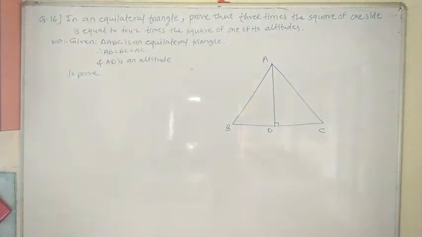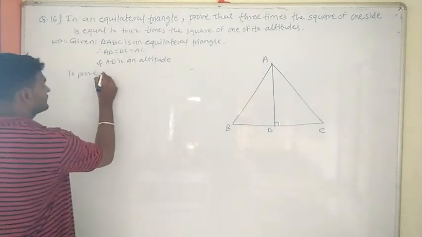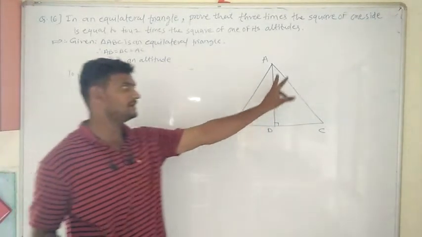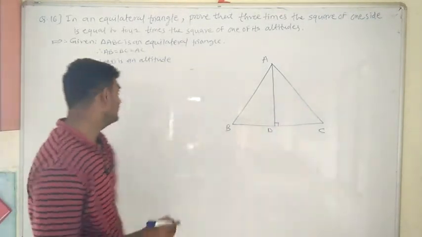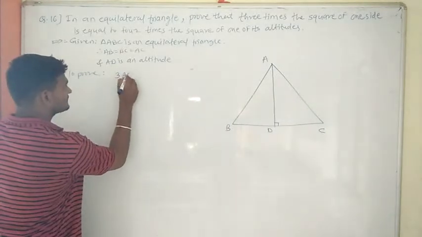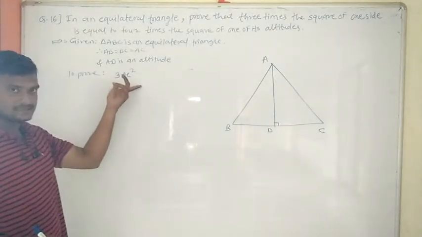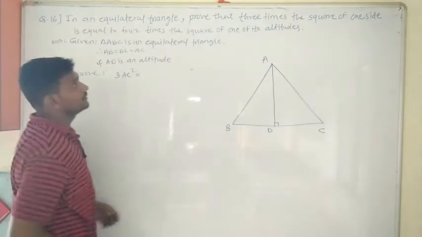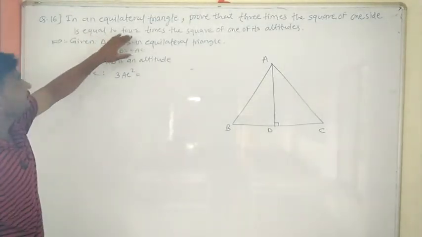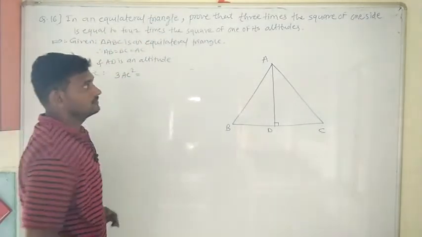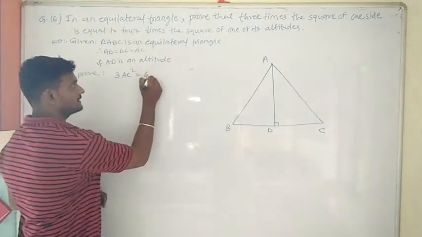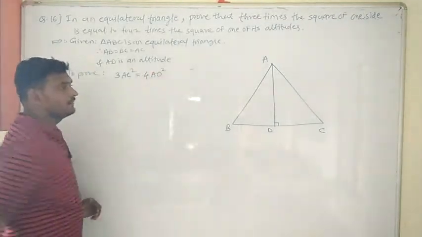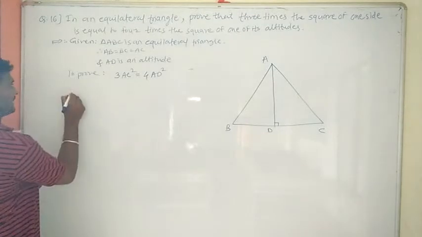Prove that 3 times the square of one of its sides. We will assume 3 times the square means AC square. We will take AC as a side. 3 times one of its sides square, 3 times AC square, is equal to 4 times the square of its altitude, 4 times AD square. We have to prove this. See here how to prove. Proof.